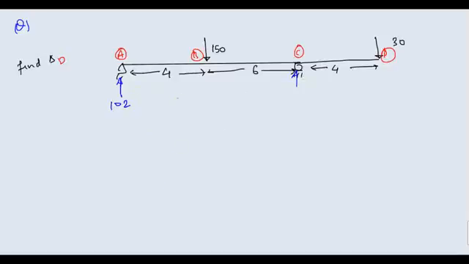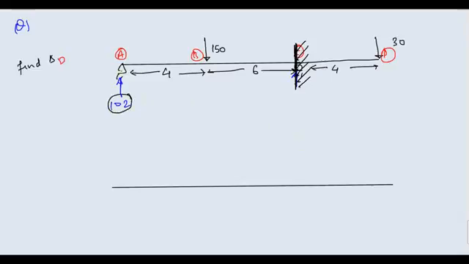Now you have to draw the M by EI diagram by parts. Once you know this reaction, all you have to draw is your M by EI diagram. The concept you already know: you have to fix this C support and draw the bending moment diagram individually for this 102. Forget about this pin joint. Now you have this reaction 102.